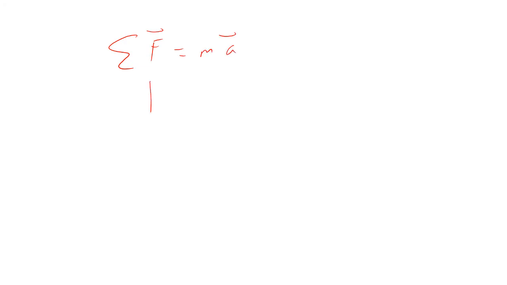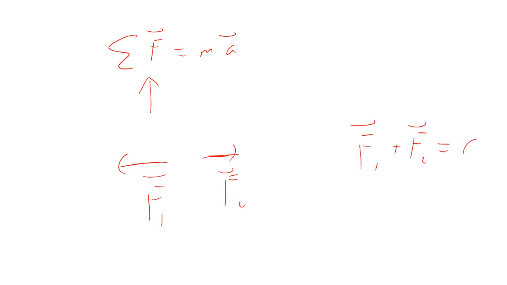So sum of the forces, what does sum of the forces mean? It means force 1 plus force 2. You know, if they're in opposite directions, then if that's F1 and that's F2 vector, if they're equal and opposite, then that means that F1 plus F2 equals 0. Okay, so again, back to our equilibrium stuff that we learned in physics 1.